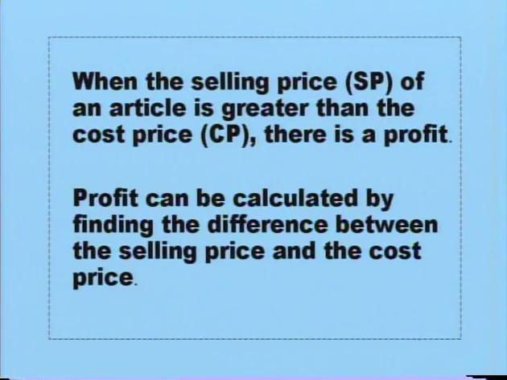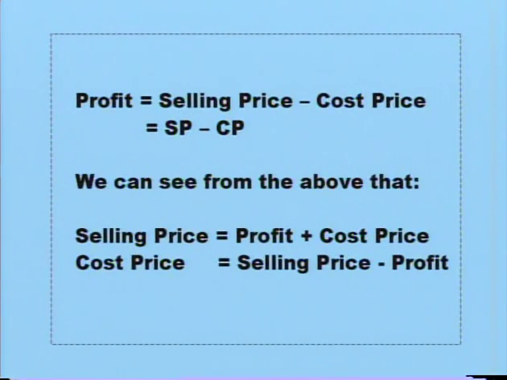When the selling price of an article is greater than the cost price, there is a profit. Profit can be calculated by finding the difference between the selling price and the cost price. Profit is equal to selling price minus cost price, and if we use abbreviation, it is SP minus CP. We can see from the above that selling price is equal to profit plus cost price, and cost price is equal to selling price minus profit.